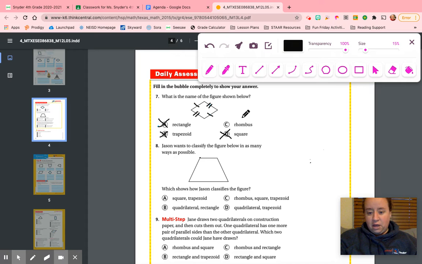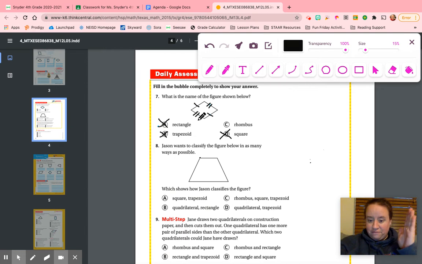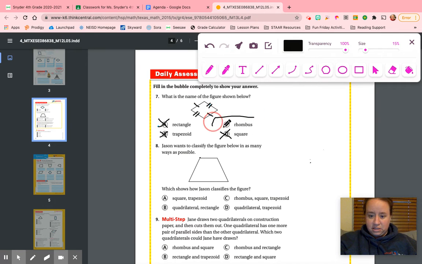For the rhombus, a rhombus has 4 equal sides, and all of these sides are the same. It looks like a square, but remember, it doesn't have those 4 right angles because it's slanted a little bit. So this meets the criteria, and we know why we were able to take out the rest, because they didn't meet that criteria. So now we're feeling confident about C.